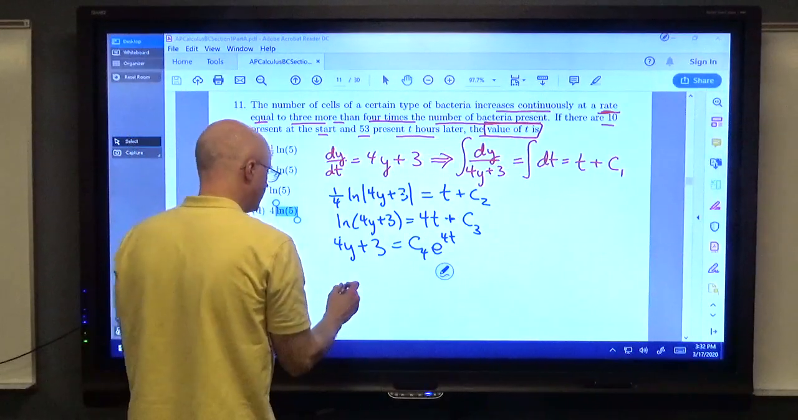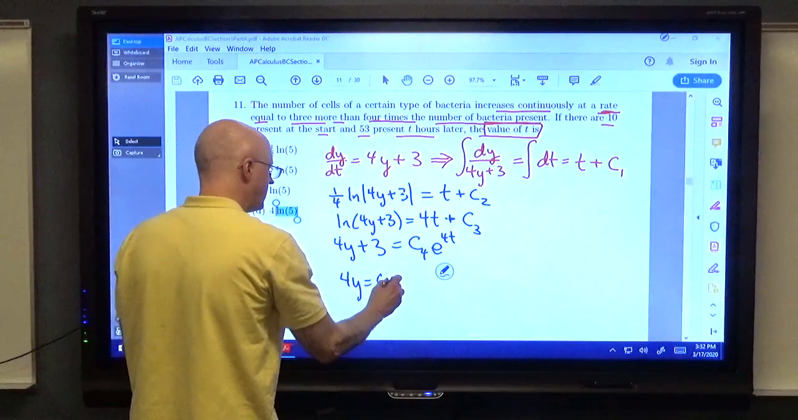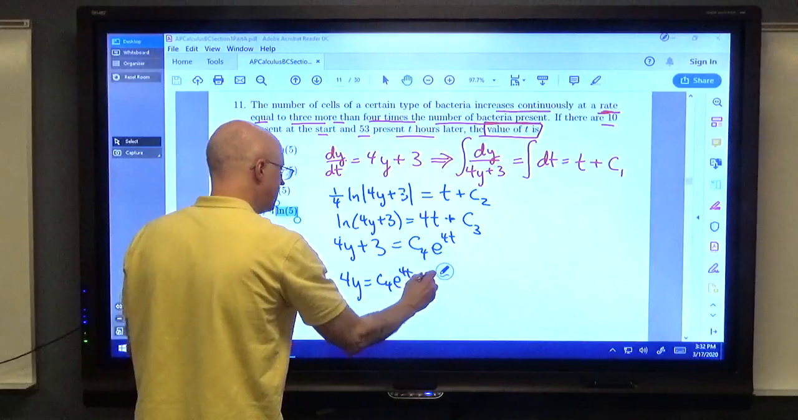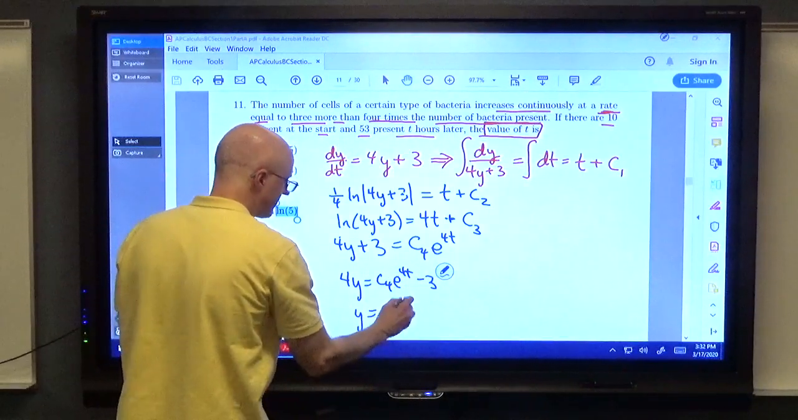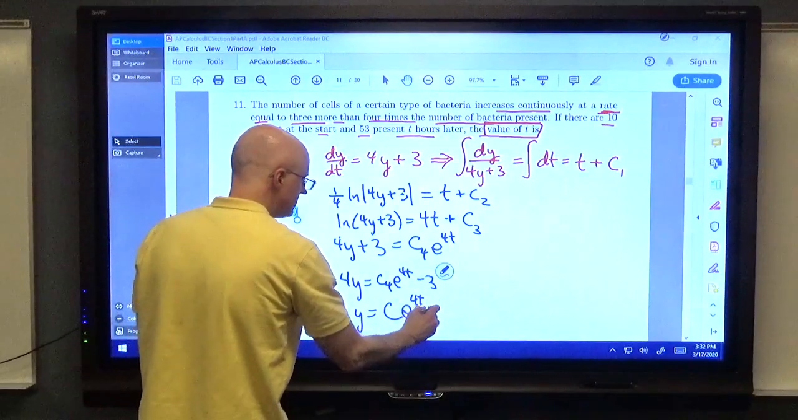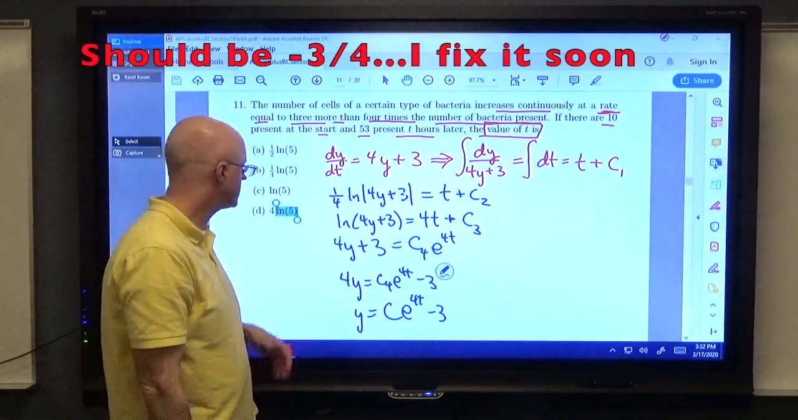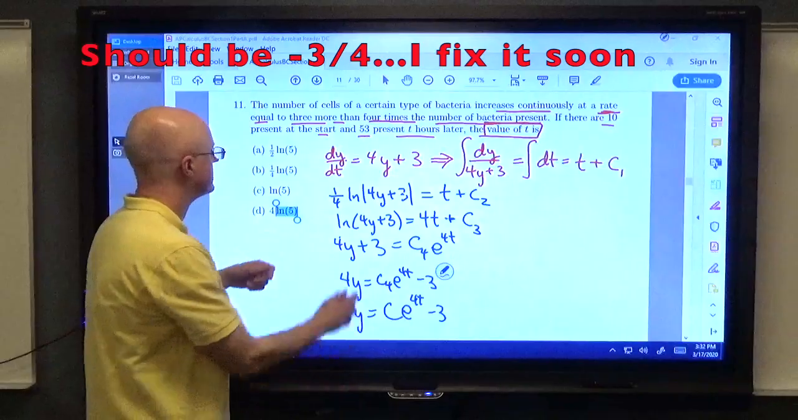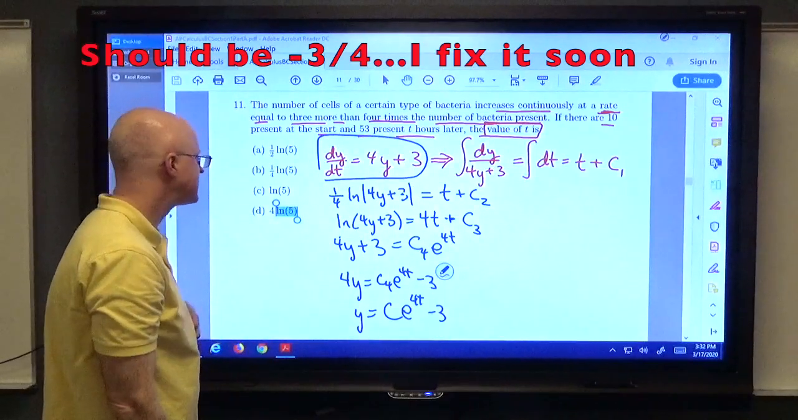Now subtract 3 from both sides. 4y will equal c4 e to the 4t minus 3. Then divide both sides by 4, and now I'll just call it, instead of c5, I'll just call it c. Okay, there's a function that should be a general solution of this differential equation here. And if you check it, it is.